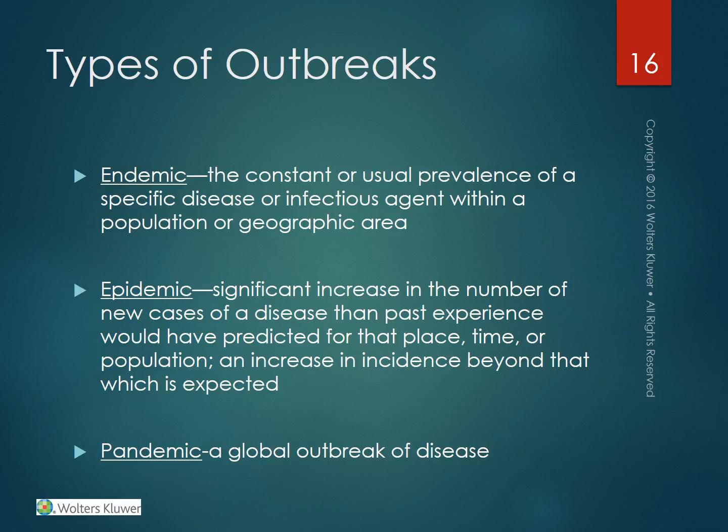An epidemic is a significant increase in the number of new cases of a disease than past experience would have predicted for that place, time, or population. It's an increase in the incidence beyond that which is expected. An example of an epidemic is the SARS epidemic, which took the lives of nearly 8,000 people worldwide. Lastly, a pandemic is a global outbreak of the disease. An influenza pandemic occurs when a new subtype of a virus arises. Everyone is at risk because humans have little or no immunity to it.